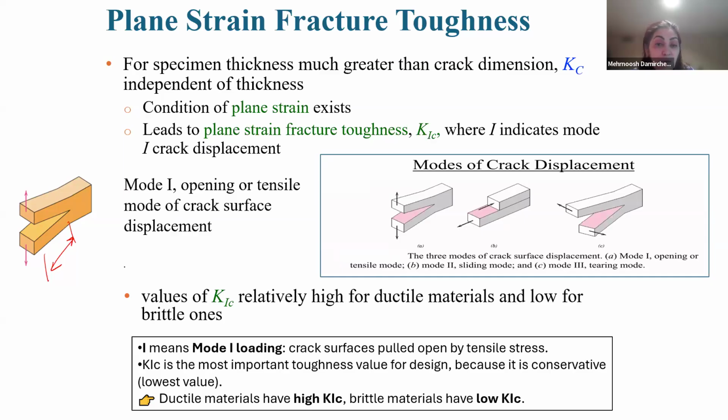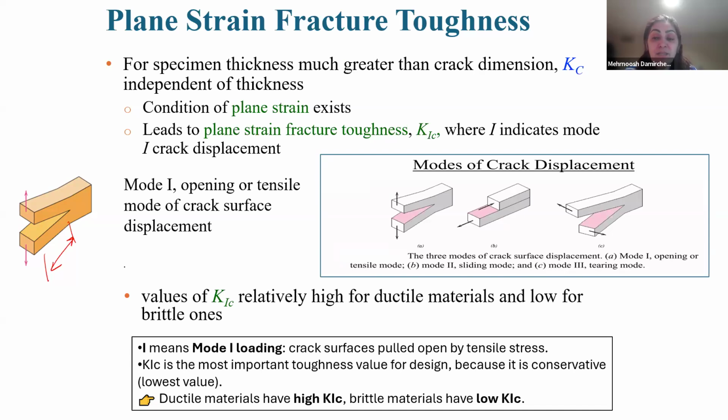Mode 1 is the opening or tensile mode, meaning the crack surfaces are being pulled apart by tension. It is the most common critical mode that we consider in fracture toughness, because most real cracks tend to open under tensile stress. The values of K1C are generally high for ductile materials. C is the abbreviation of critical, meaning the critical value of the mode 1 fracture toughness.